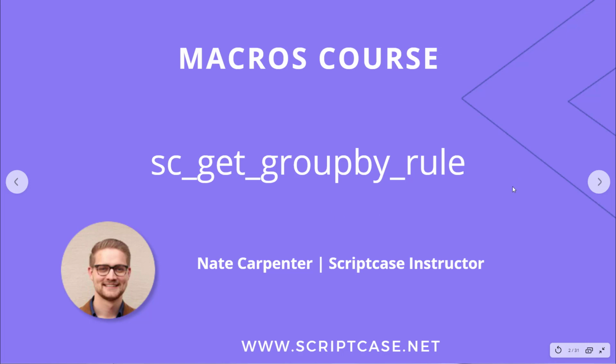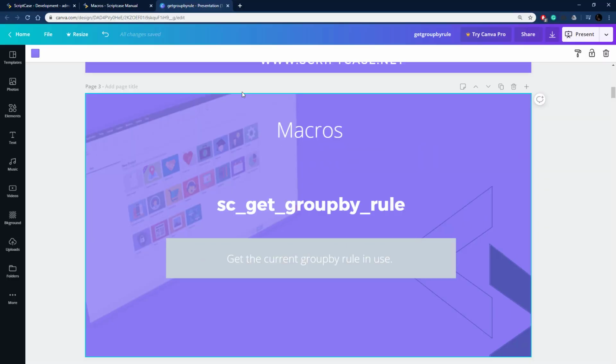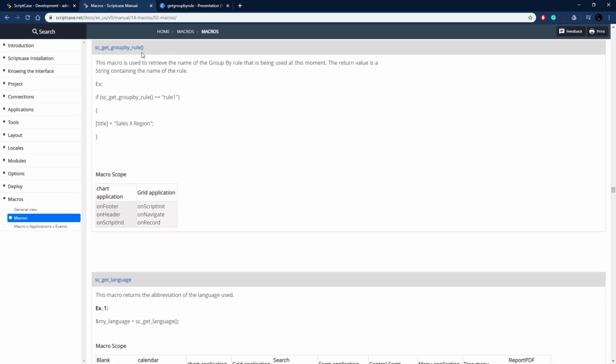So this macro gives us some good functionality and might be useful to you. Let's go ahead and look at what it does. It gets the current group by rule in use. This is on a grid. You can set multiple group by rules, and this way you can determine which one is in use at the current time. So let's go ahead and look at the documentation here.